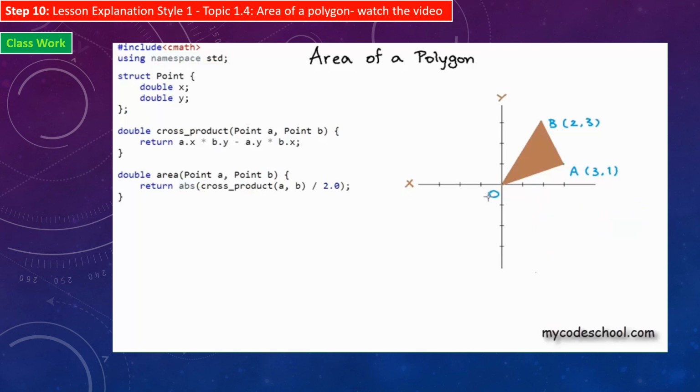Okay, now we know how to find the area of one kind of polygon. Basically, we know how to find the area of a triangle which has one of its vertices on the origin. Now let's try to extend our area algorithm a little bit and see how to find the area of a triangle where none of the vertices are on the origin. So let's say we had a triangle ABC like this with the origin inside of it.